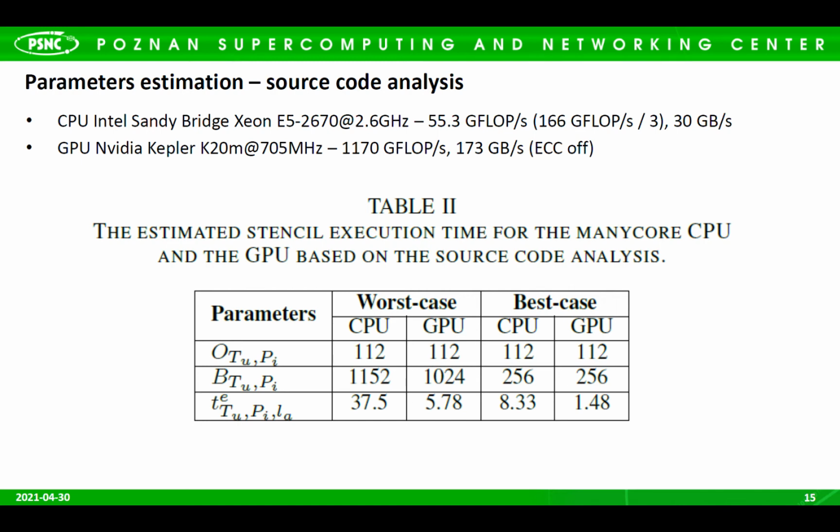As shown in the table, the CPU processing unit can achieve up to 5% and 24% of its peak performance for the worst case and best case scenarios. In case of the GPU, it's about 1.6% and 6.4%.